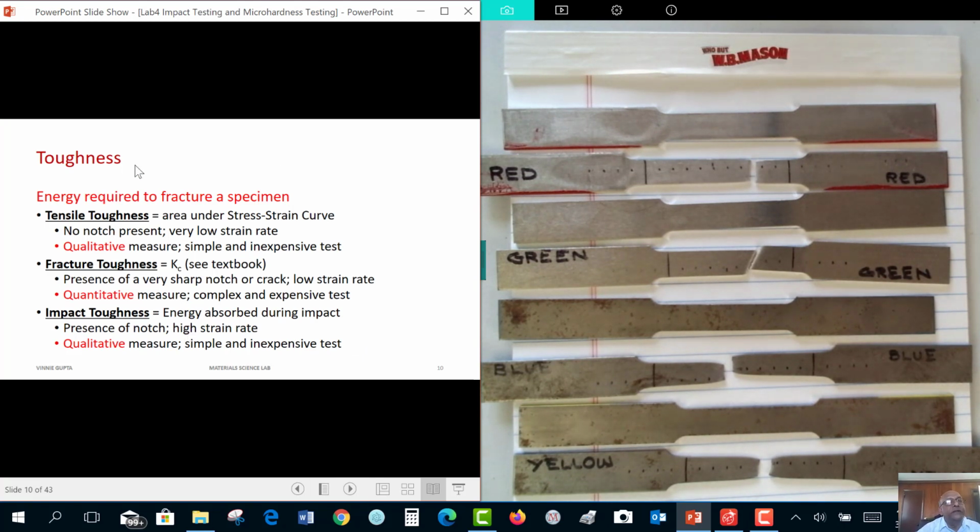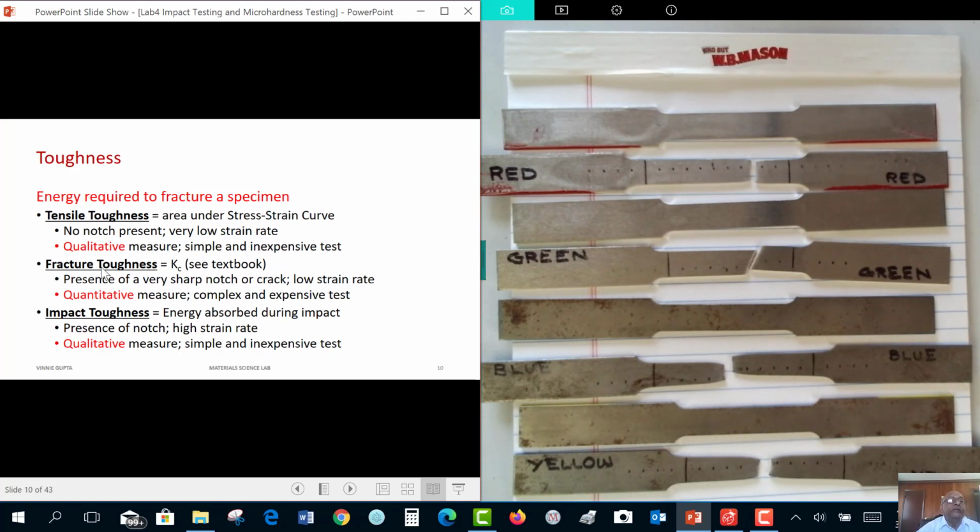Okay, so let's talk about toughness. Toughness is the energy required to fracture a specimen. For tensile toughness, we just spoke about the area under the stress strain curve. We did this tensile test when there was no notch present, and we did it at a very low strain rate. In fact, we called it static tension testing. So this area under the curve is a measure of tensile toughness. It's a qualitative measure. Of course, it's a fairly simple and inexpensive test.